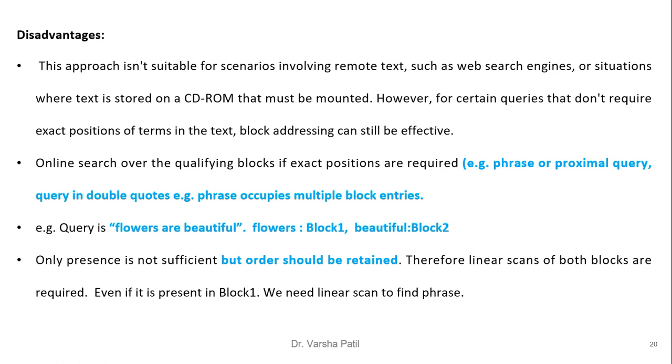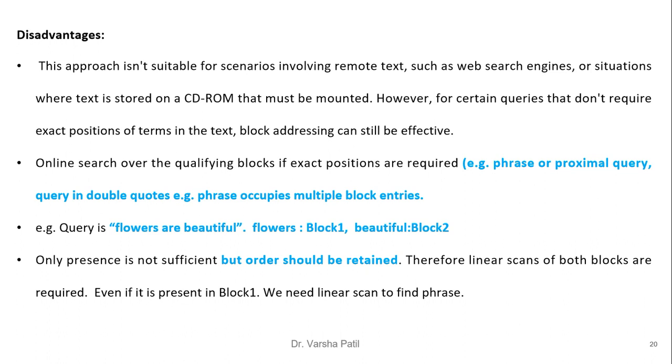Online search over the qualifying blocks is needed if exact positions are required, that is phrase or proximity queries, or a query in double quotes. A phrase occupies multiple block entries, so here block addressing is not suitable. For example, the query is flowers are beautiful. So flowers is in block 1 and beautiful comes in block 2. Now only presence is not sufficient because we require to see the complete string. Even for simplicity, we assume that are is a stop word.